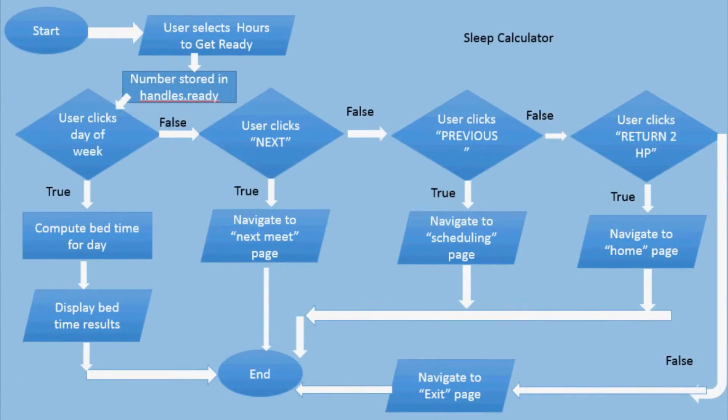Here is the flowchart of the sleep calculator. When the user is on the screen, this GUI stores which values the user chooses on the drop-down menu, which is how many hours it takes them to get ready in the morning. And then this GUI checks if the user clicked on the day of the week. If so, it computes the recommended bedtime for that day and displays the bedtime results for the user. Other than that, these screens have other standard navigation buttons.